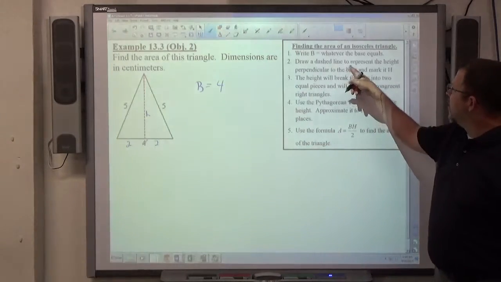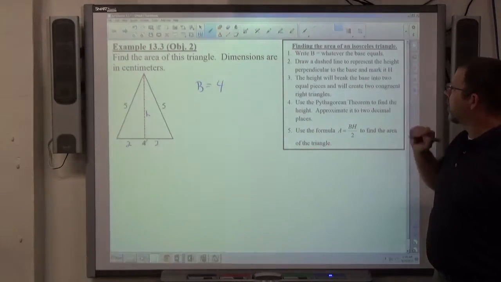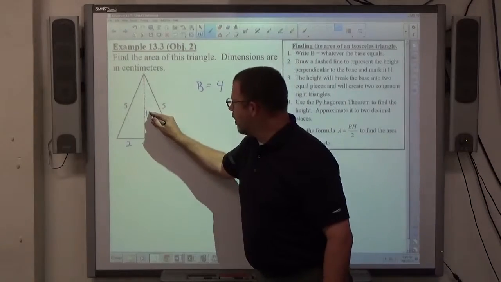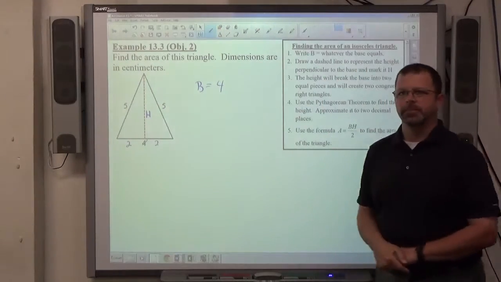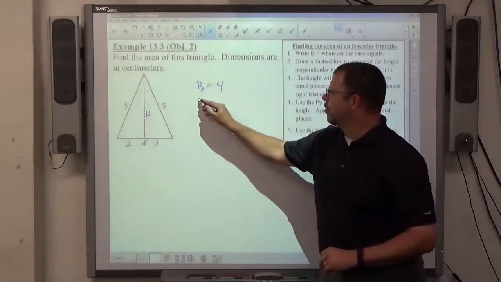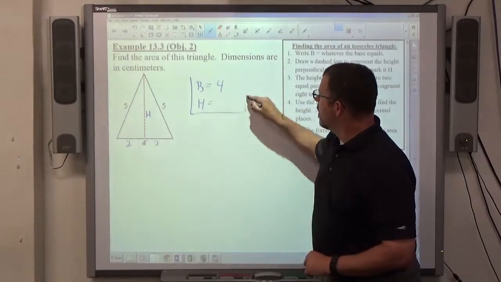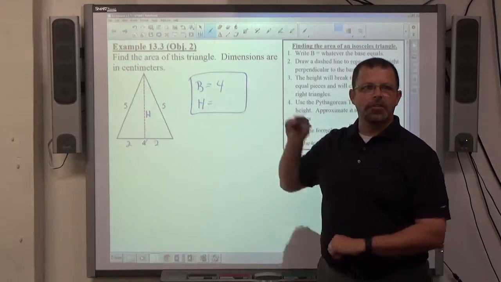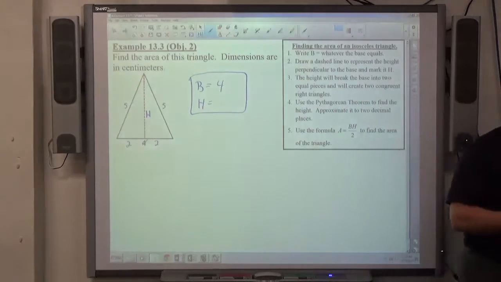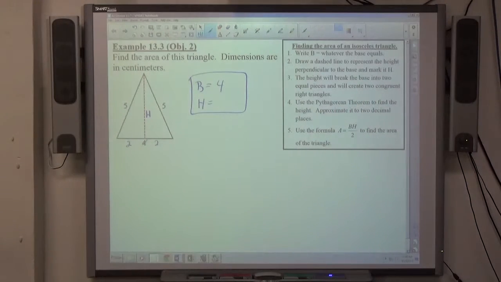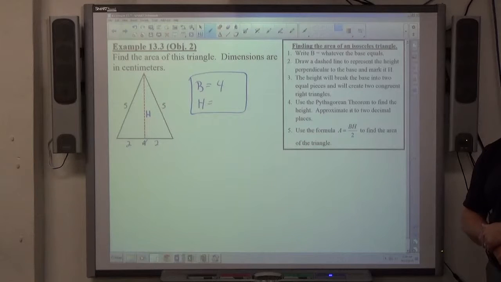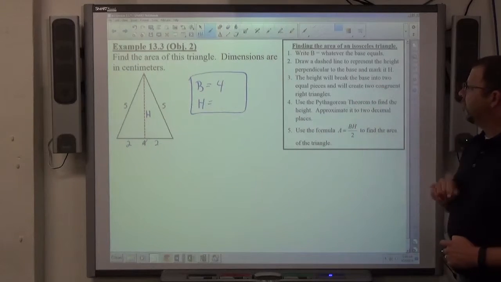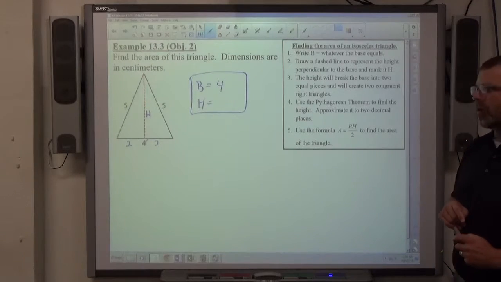Step 2. Draw a dashed line to represent the height perpendicular to the base and mark it H. Got a capital H in my recipe, so I'll put a capital H there. There we go. Notice I'm going to write H equals right here. This box contains the information I need to know to find the area. So I'm going to have that box right there prominently on my paper so I know where the information I need is going to be located. Anytime I find anything important, I'm going to stick it in that box. We already knew the base, so I wrote it in the box. Do I know the height yet? No. The height breaks the base into 2 equal pieces and will create 2 congruent right triangles.